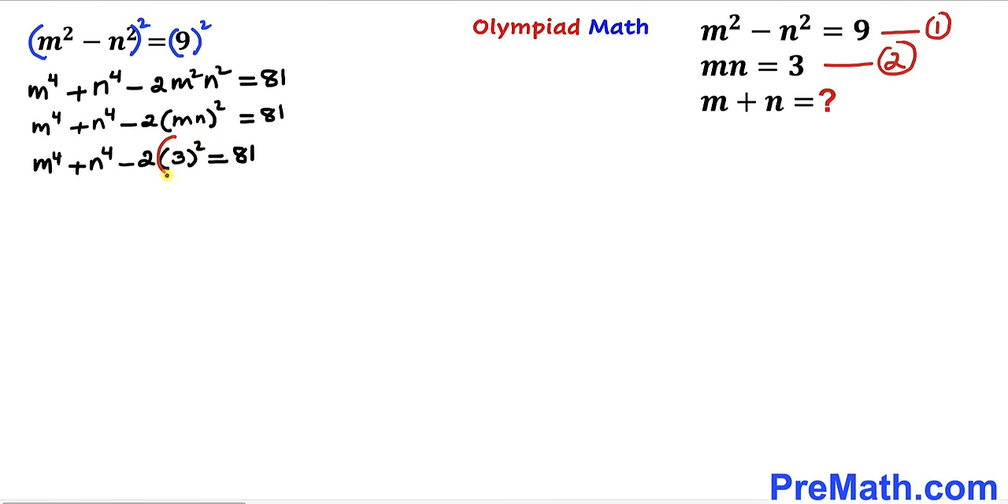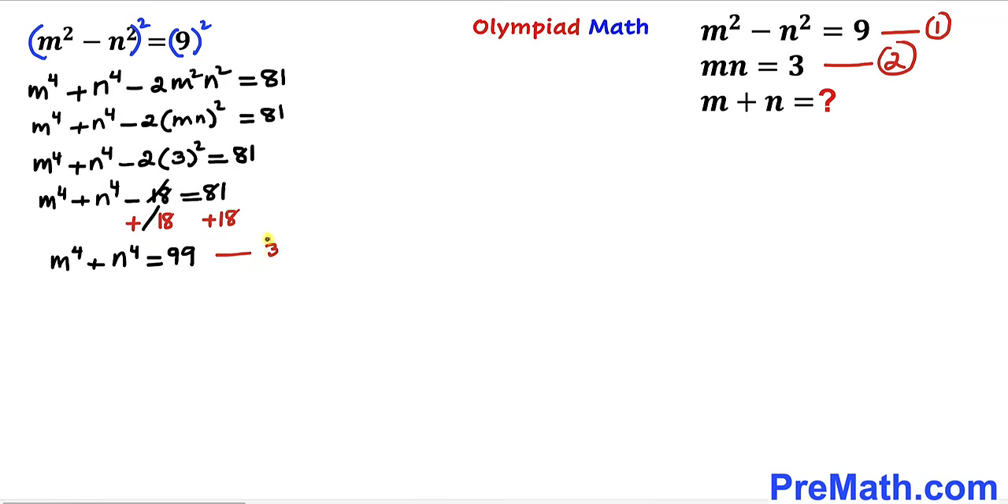Now 3 square equals 9, and 9 times 2 is 18. So we can write m power 4 plus n power 4 minus 18 equals 81. Now we add 18 on both sides. This is gone. So our m power 4 plus n power 4 value turns out to be equal to 99. I'm going to label this as equation number 3.